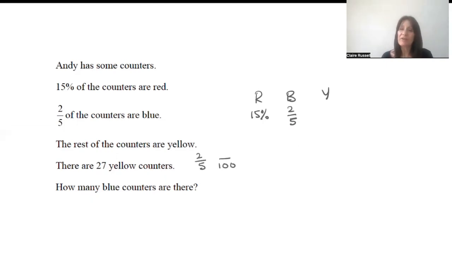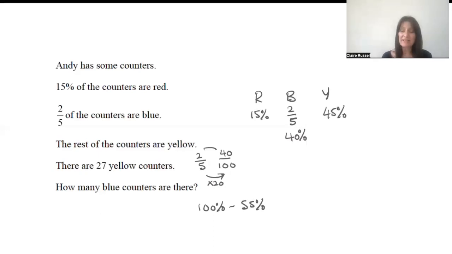100 out of 100 means percentage. Percentage means out of 100. So if I can do that, which is easy to do because I can just times by 20, do the same on the top. 2 times 20 is 40. And I can actually see that that is 40%. That helps me find the yellow as a percentage because obviously all together, they're going to be 100%. So 100% take away 55%, which is my red and blue together, is giving me the yellows at 45%.